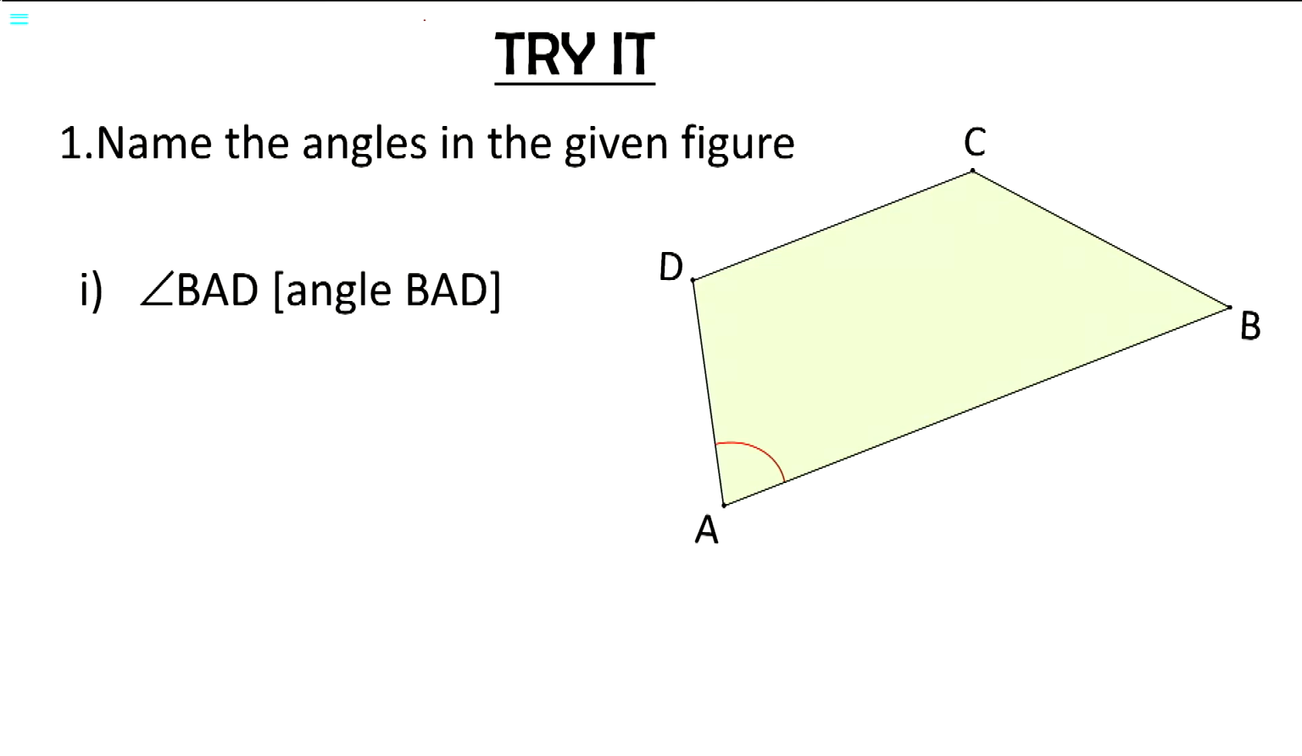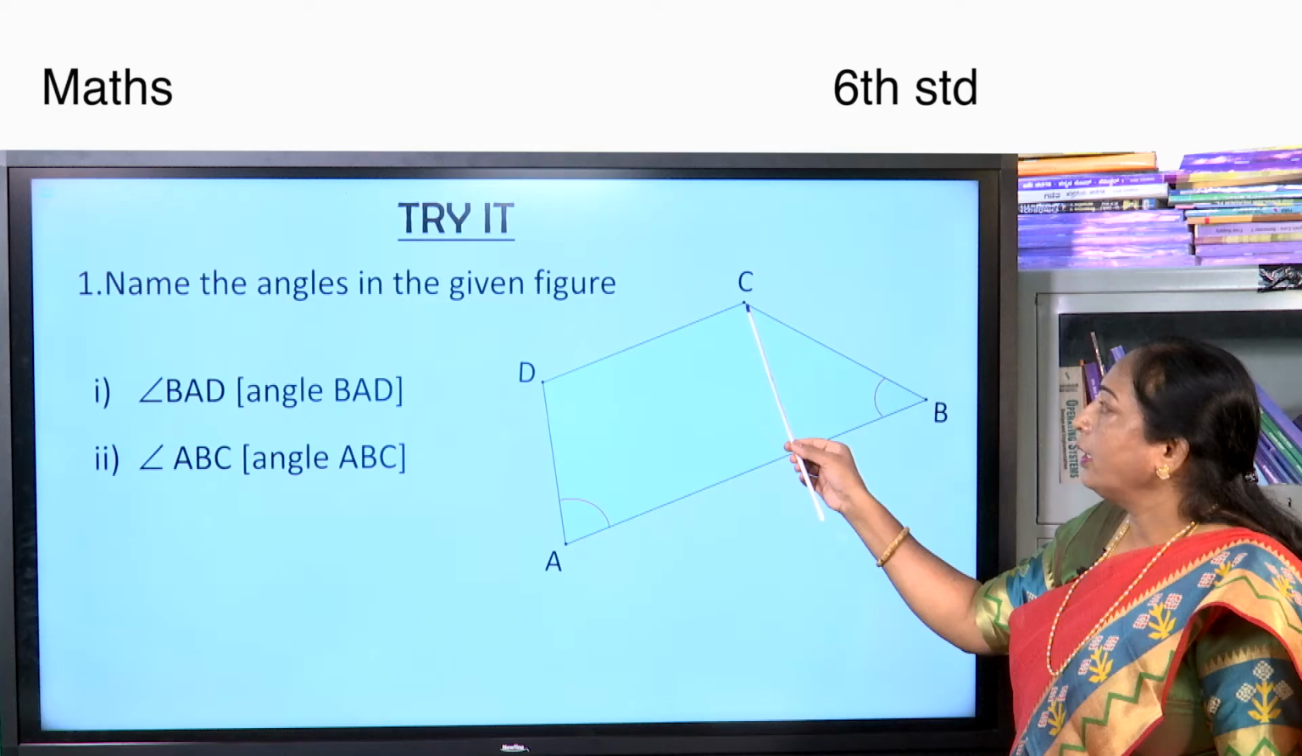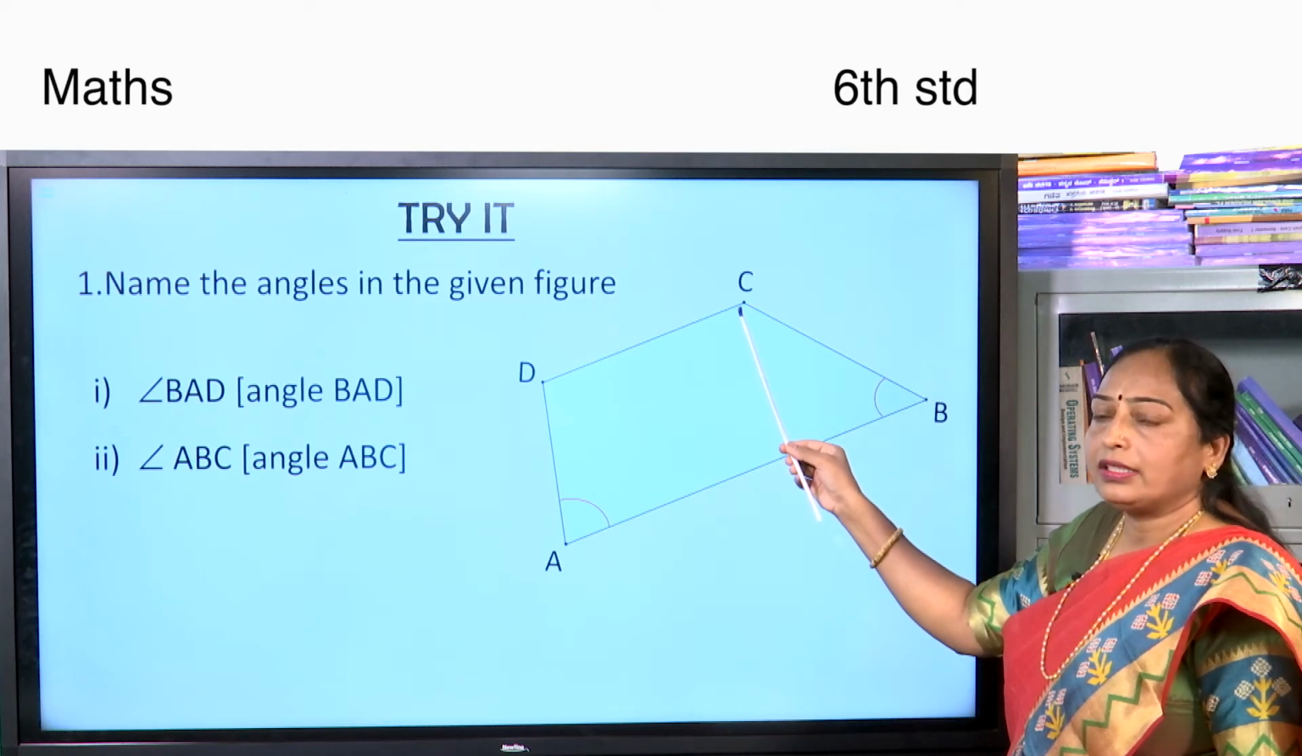Point A is the vertex formed between the arms AD and AB. Therefore, we name it as angle BAD. Next, go to vertex B. Here, vertex B is formed in between the sides AB and BC. Therefore, the angle formed is angle ABC.